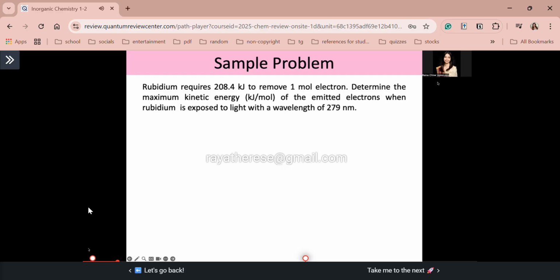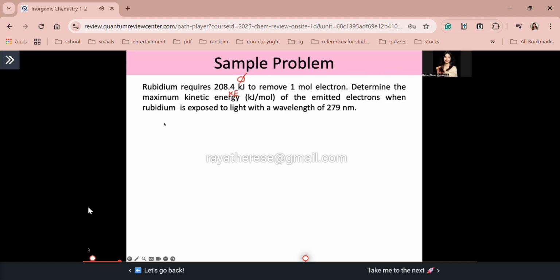Rubidium requires 208.4 kilojoules to remove 1 mole of electrons. Determine the maximum kinetic energy in kilojoules per mole of the emitted electrons when rubidium is exposed to light with a wavelength of 279 nanometers. So guys, what we are looking for here is KE, right? So we already have a clue that the equation we can use is the photoelectric effect equation. We already have the value for the work function, this one, the 208.4 kilojoules. Because that's correct, right? Work function is the energy needed to remove or eject electrons.